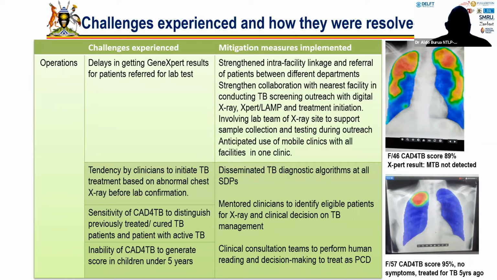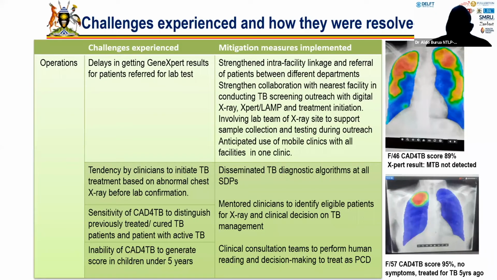Then the other challenge is the sensitivity of the CAD4TB to distinguish previously treated or cured TB patients from patients with active TB. If you look at the upper image, this is a client who was a female, 46 years old, who had a CAD4TB score of 89%, and the GeneXpert result was negative. So this is a dilemma, because we thought that by having a high score, the GeneXpert result would automatically be positive. But you notice that here, the result was negative.